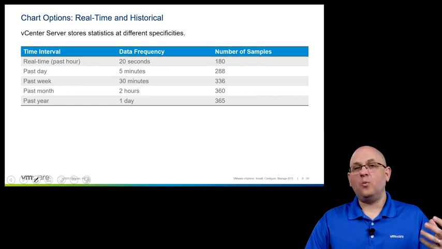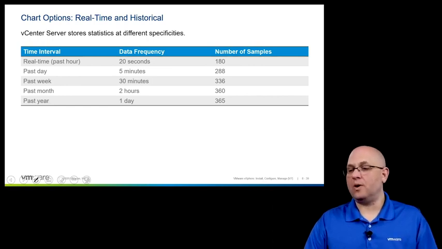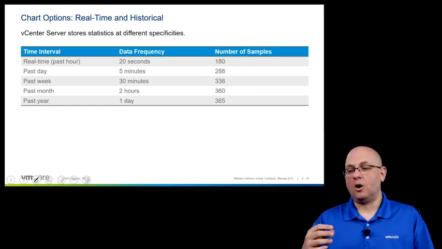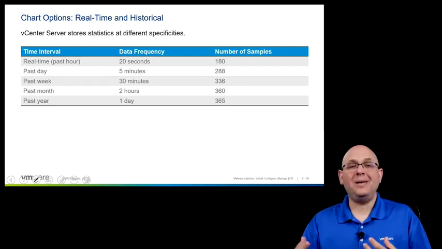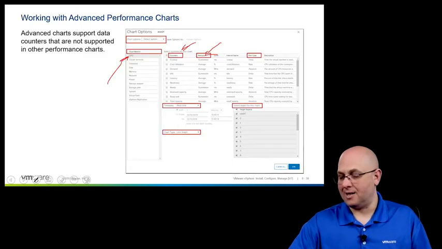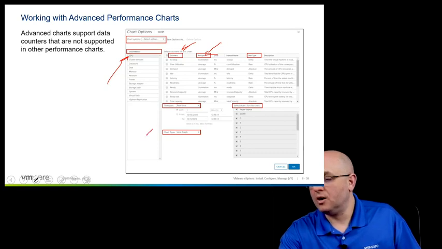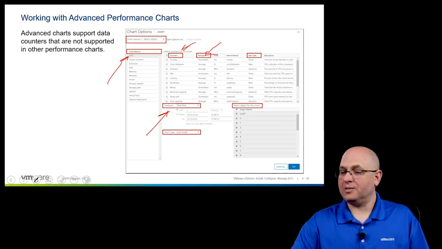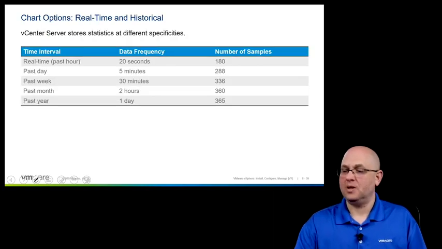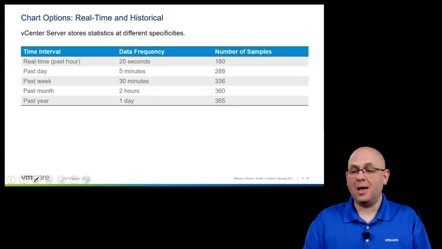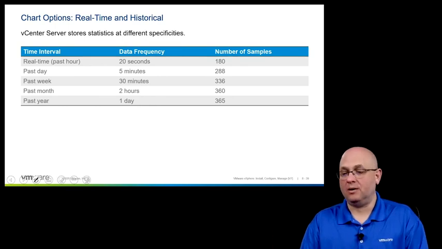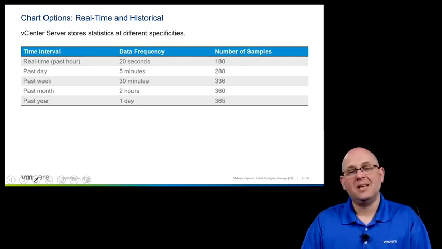When we look at chart options, one of the things that we have is the time interval. I'm going to go back a slide. Where do we see this? We see this here under time span. Under time span, we have real-time and historical chart options.